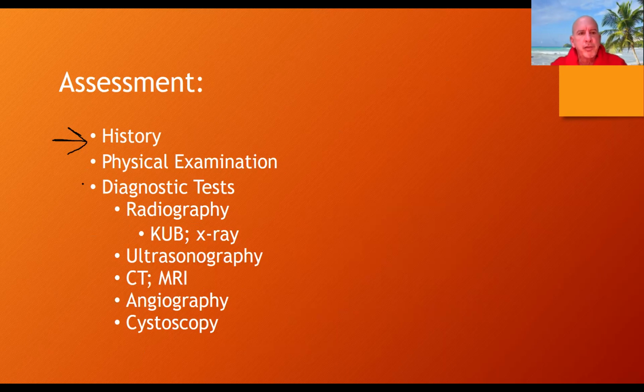Diagnostic tests: radiography, x-rays, the KUB I was just telling you about. That's good for solid objects, like if they have a kidney stone. It doesn't do much for things like bladder infections. Ultrasound, there again for solid objects. CTs and MRIs if there is any kind of muscular problems like the fallen bladder that I was telling you about.